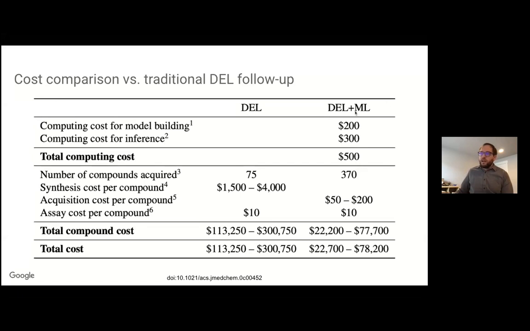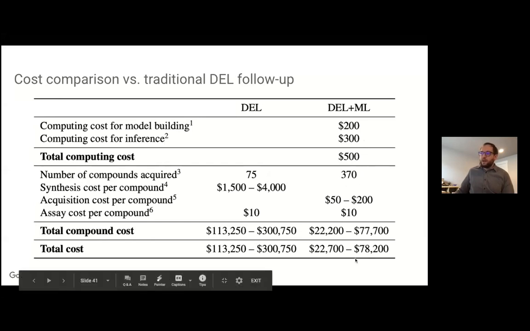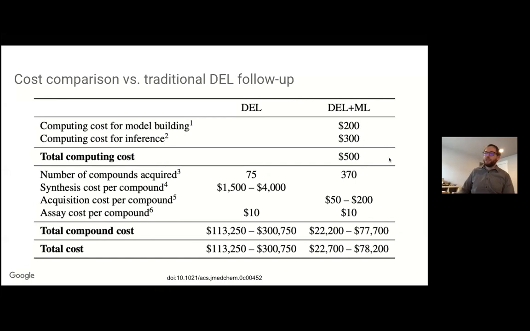In the work that we did here, we spent a trivial amount of money building these models and evaluating them on the targets that we trained. Of course, we're not including FTE costs of the engineers that were involved necessarily, but now that we've worked this out, it's fairly marginal. The number of compounds acquired was much larger than you might do in a traditional DEL follow-up, and the total cost ends up being many factors smaller than what would happen in a traditional DEL.